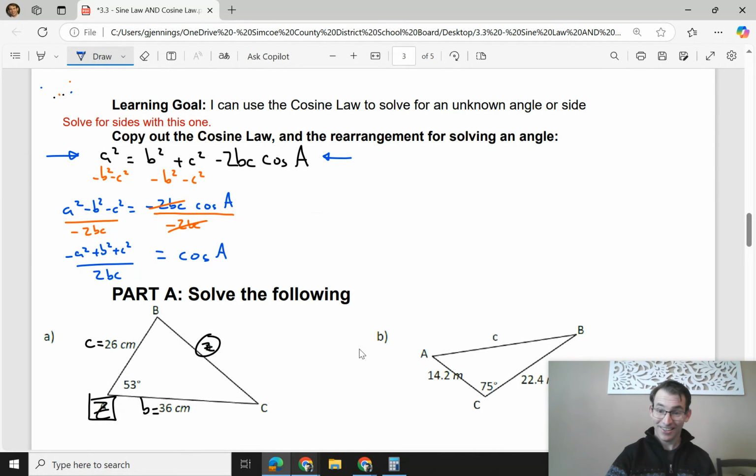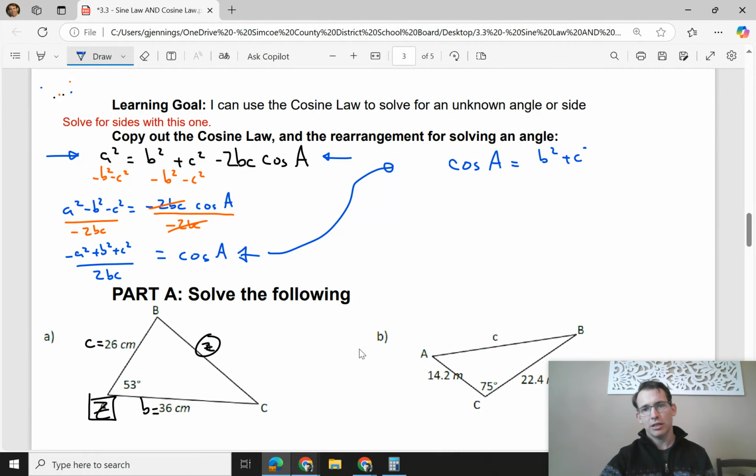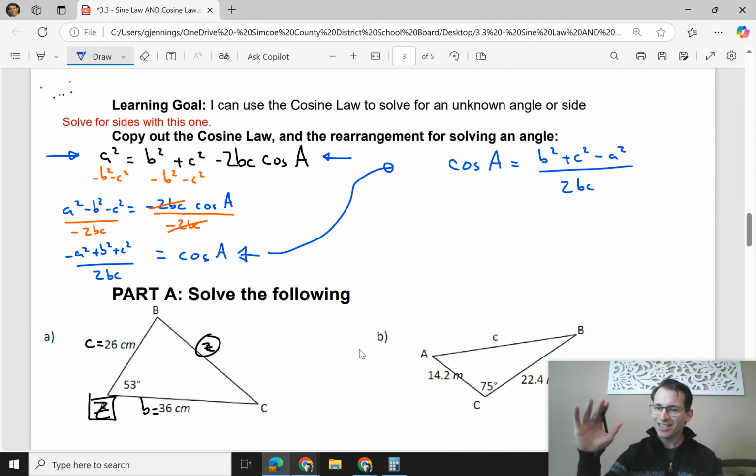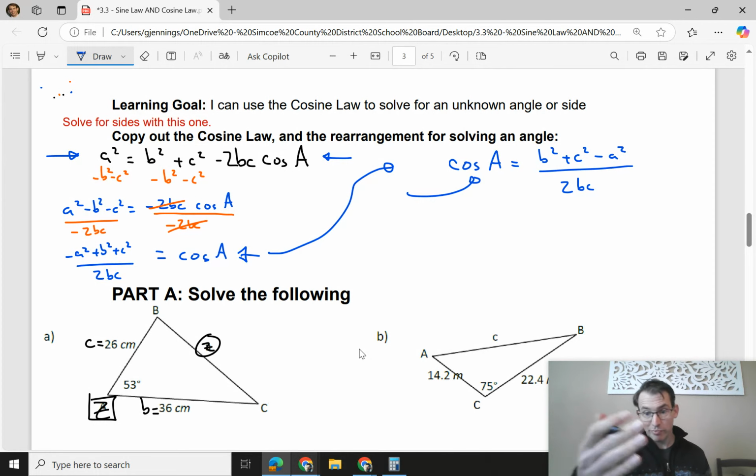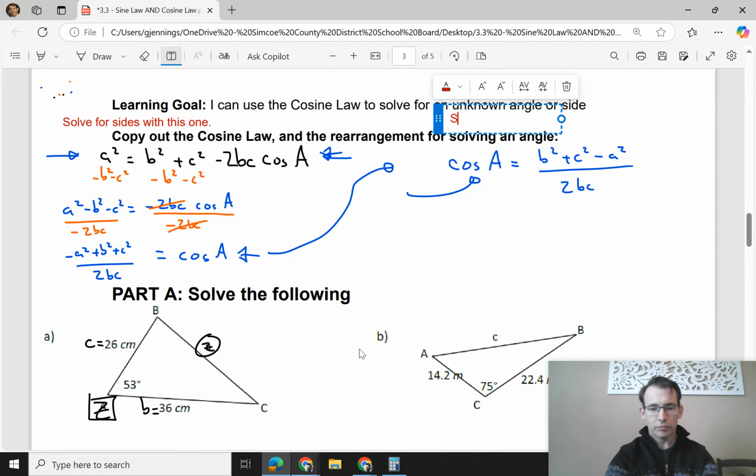Are you following? And now this is what you can memorize. Go ahead and memorize that if you want. I'm going to write it over here because it's useful. Cosine of A is equal to b squared plus c squared minus a squared, all divided by 2bc. It's the same formula. It's just rearranged for this angle. And I don't have it memorized. I just build it again from this one I have memorized. Solve for angles with this one. You can memorize it. You can put it on a formula sheet.